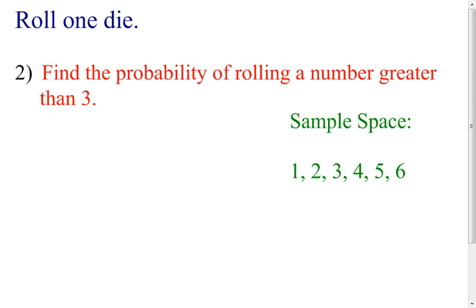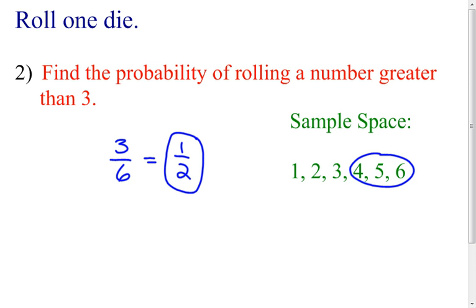So if I ask you, what's the probability of rolling a number greater than 3? Notice greater than 3 does not include 3. 4, 5, and 6 are the numbers that are greater than 3. If I wanted to include the 3, I would say find the probability of rolling a number that is 3 or greater. Okay? But since it says greater than 3, you don't want to include the 3. And there are 3 numbers out of 6 that are greater than 3. Of course, you need to reduce that, and so that becomes 1/2.